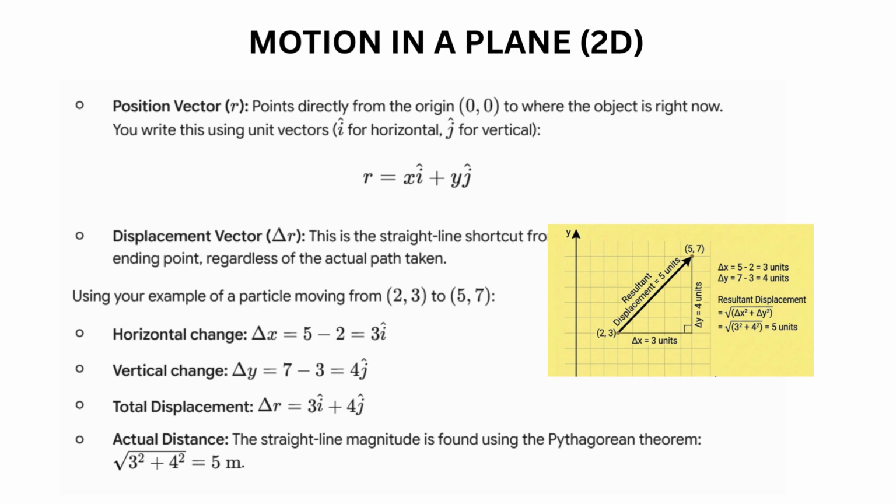Motion in a plane, or 2D motion, can be thought of as an object moving along the x-axis and y-axis at the same time. So we take a position vector which starts from the origin and then locate the object from the displacement vector.